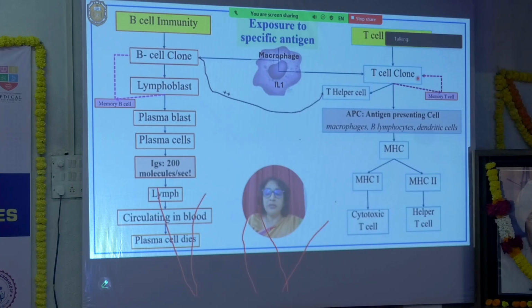The APCs communicate with T cells through major histocompatibility protein. These MHC proteins bind with peptide fragment of antigen protein that are degraded inside AP cells and then transport them to the cell surface. There are two types of MHC proteins. One is MHC1 protein, which presents antigen to the cytotoxic cell, and MHC2 protein, which presents antigen to the helper cell.